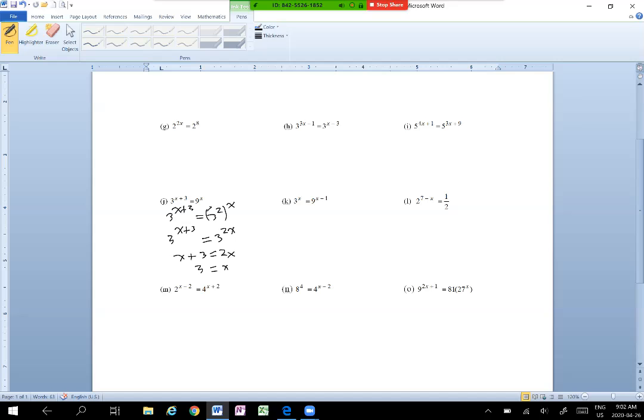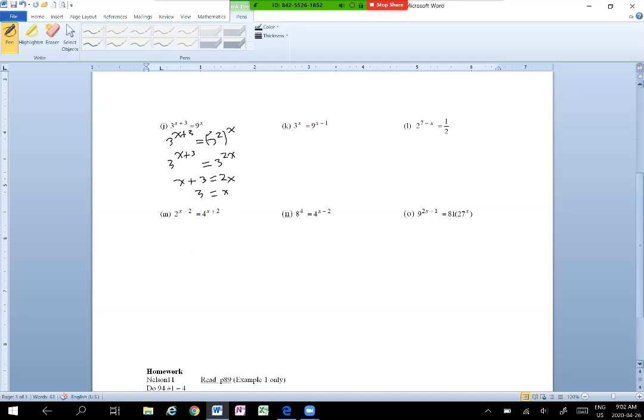Let's just try one more. Question 1n. 1n is 8 to the 4 is equal to 4 to the x minus 2. Now, don't get me wrong, 8 and 4 are related, but I think it's probably best to use a base of 2. So 8 to the 4 can be written as 2 to the 3 all to the 4, is equal to 2 to the 2 all to the x minus 2.